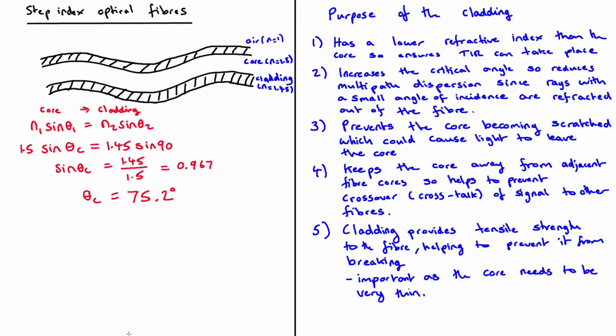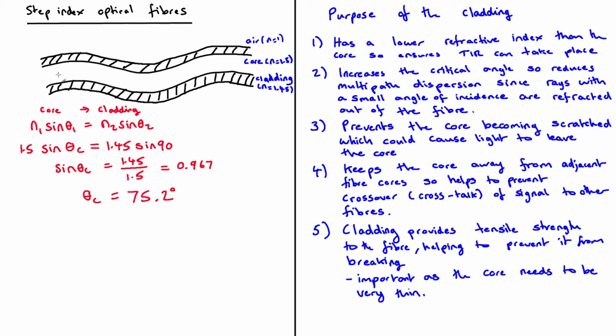And finally, the cladding provides tensile strength to the fibre, and that really helps to prevent it from breaking. Now, we can understand that if we realise that the core of these fibres is actually really thin. I mean, the way I've drawn it there, it looks like it's quite thick, but it's actually in practice really, really thin.